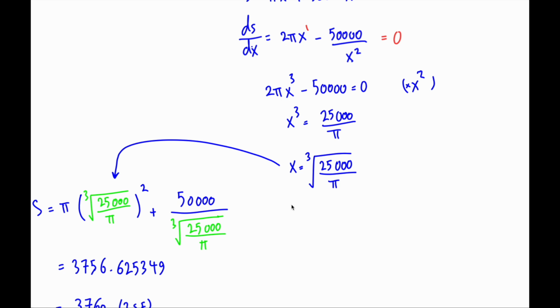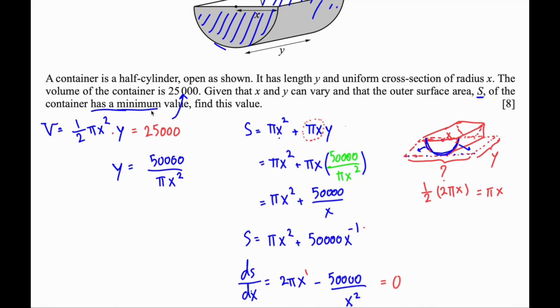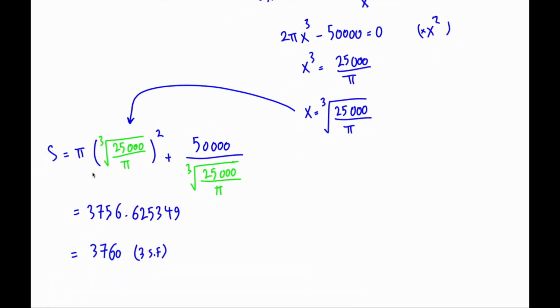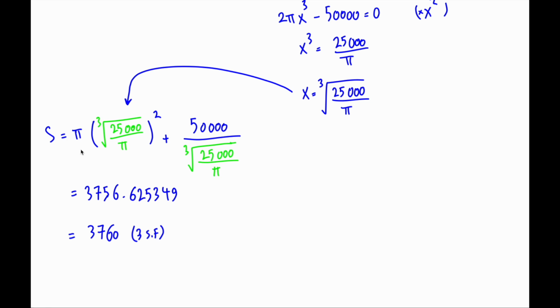You do not need to take the second derivative to prove that this value of x gives the minimum value, because it is already mentioned in the question itself. So you just go ahead and make the substitution. All the x's are replaced with the cube root of 25,000 over pi. You key in your calculator, you get this number. You can round it to 3 significant figures, just like what I did here, and you get 3,760. And that would be the end of this paper.